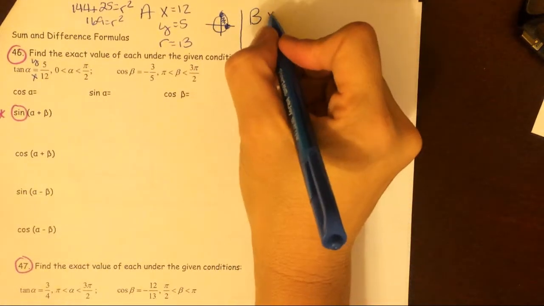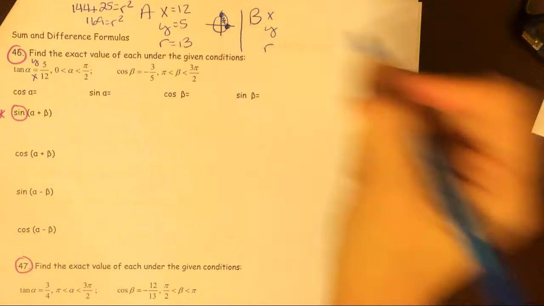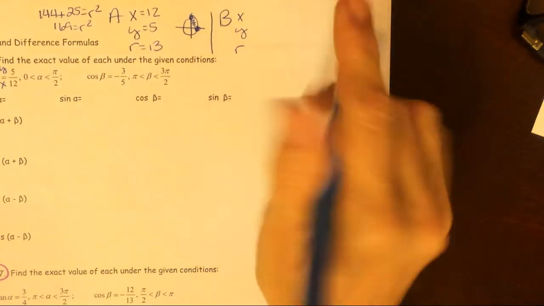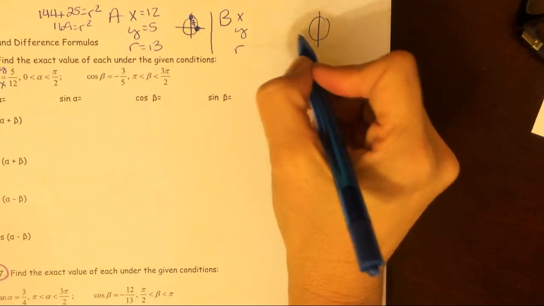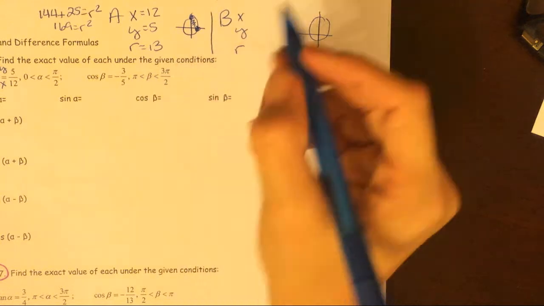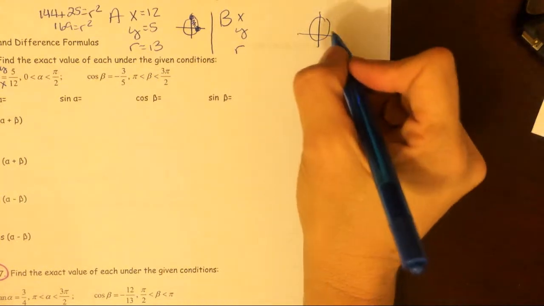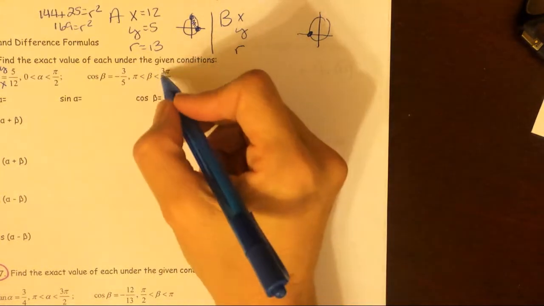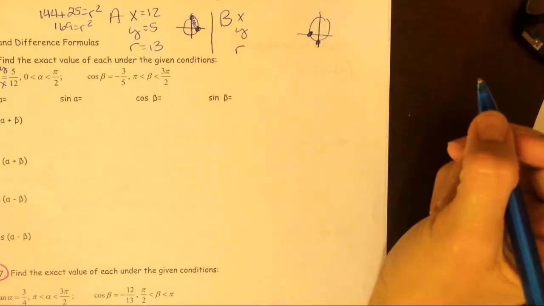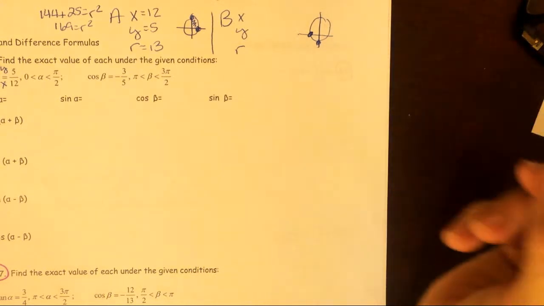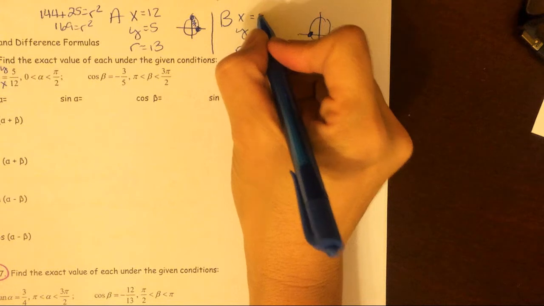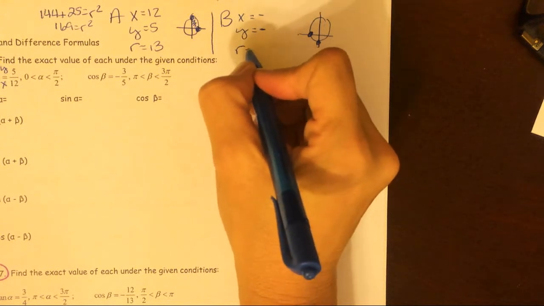Now I'm going to go over here and do side B. On side B, I'm going to have an X, a Y, and an R again. I'm going to figure out my quadrant. So according to this, I need to have a dot at pi. Oh, that's a horrible circle. It's over here at the left. 3 pi over 2, down here at the bottom, so I'm in quadrant 3. If I'm in quadrant 3, that means X is negative and Y is negative.